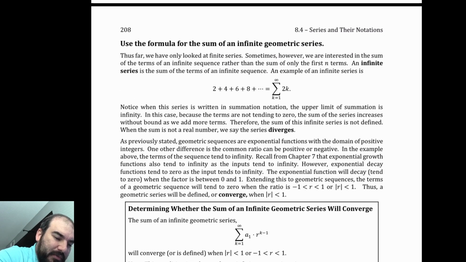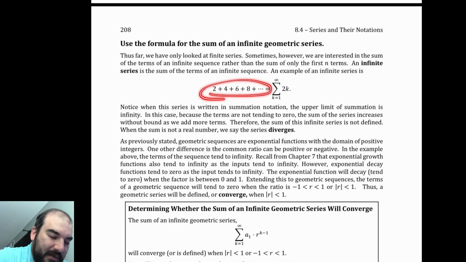To finish section 8.4, we essentially need to talk about what happens when we look at a geometric series, but we don't compute the sum of the first n terms. Instead, we're going to look at infinite series, which are represented by the three dots. If you just have 2 plus 4 plus 6 plus 8 plus dot dot dot, and you don't include a starting point, that is representative of an infinite series.